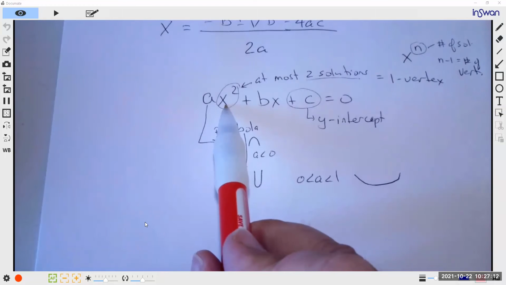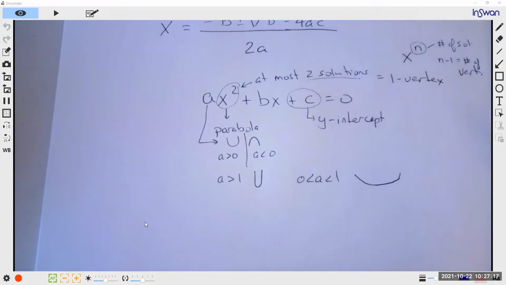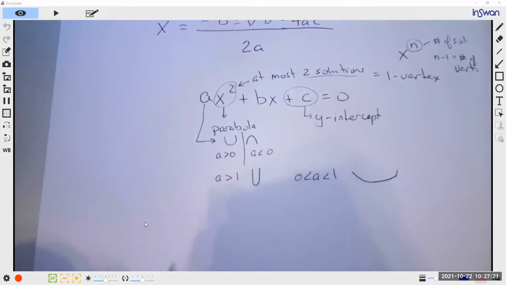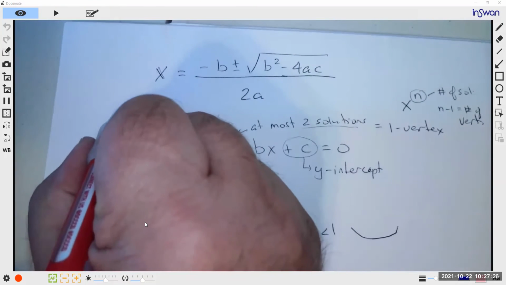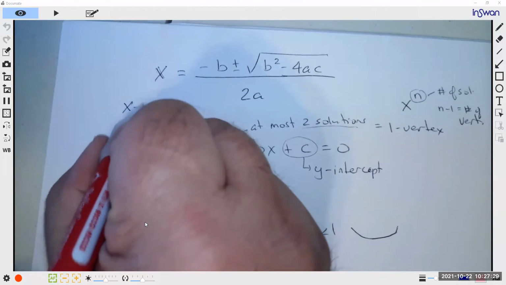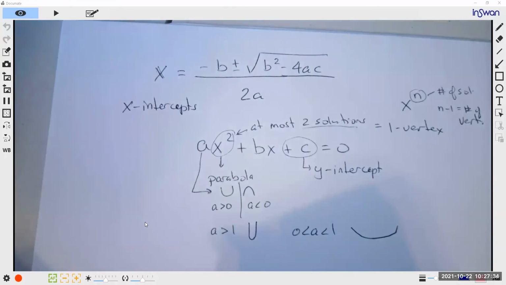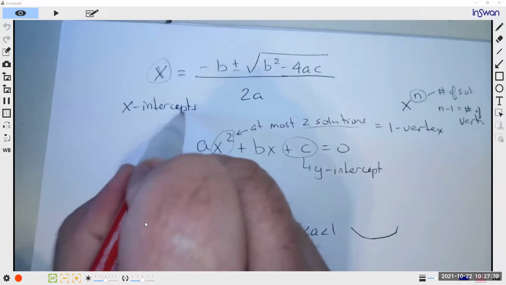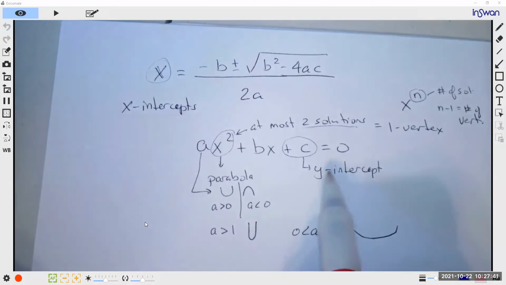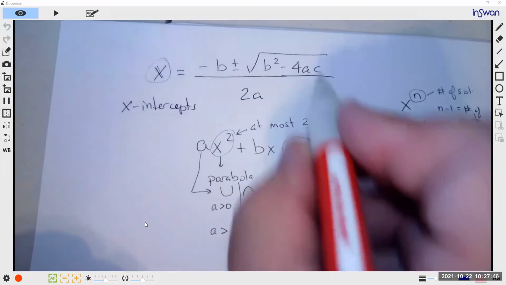We know it's a parabola. If that's positive, it opens up. If it's negative, it opens down. We know where it crosses. Now, this equation tells us the x-intercepts. This is our solution, the x-intercepts. So now we have the y-intercept, we have the x-intercepts, but it tells us a bit more.